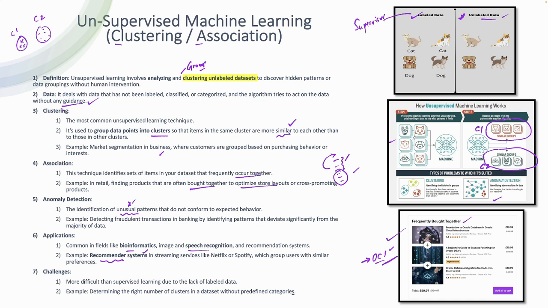How many clusters do you want to come up with without even knowing the categories they fall under? These are the kind of challenges the data scientists have to work on. So with this, we come to an end of unsupervised machine learning, which has 2 types: clustering and association.